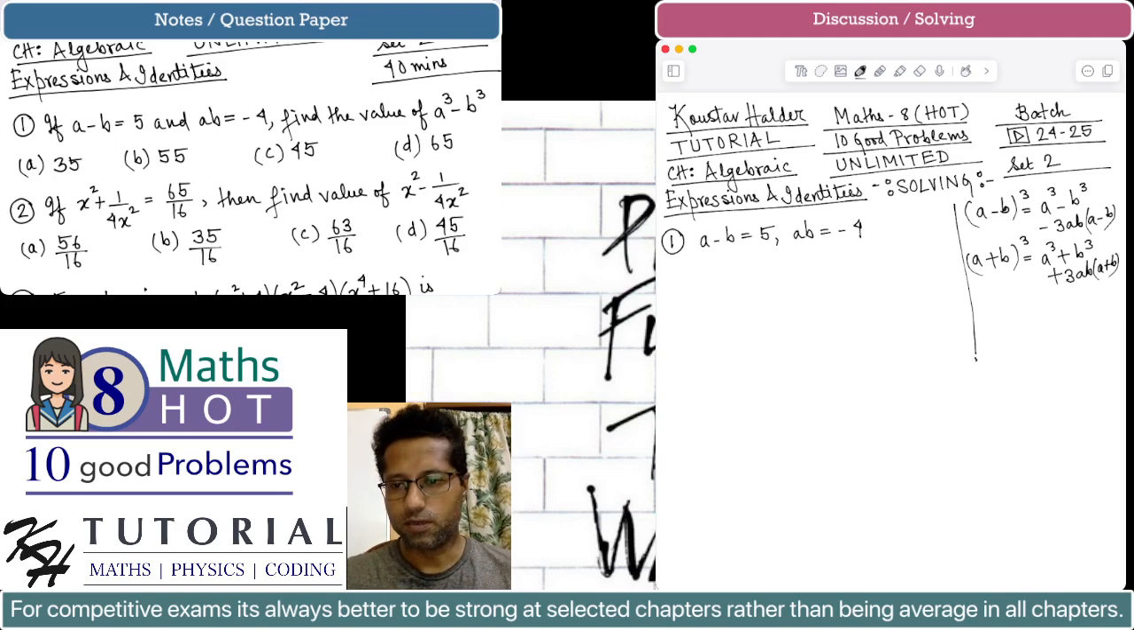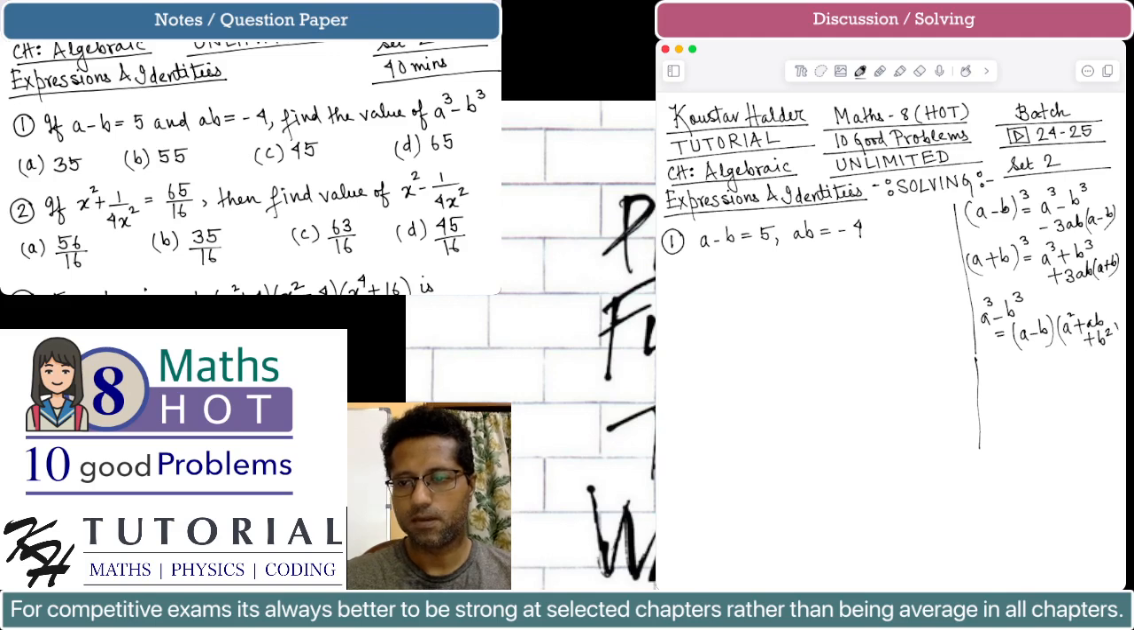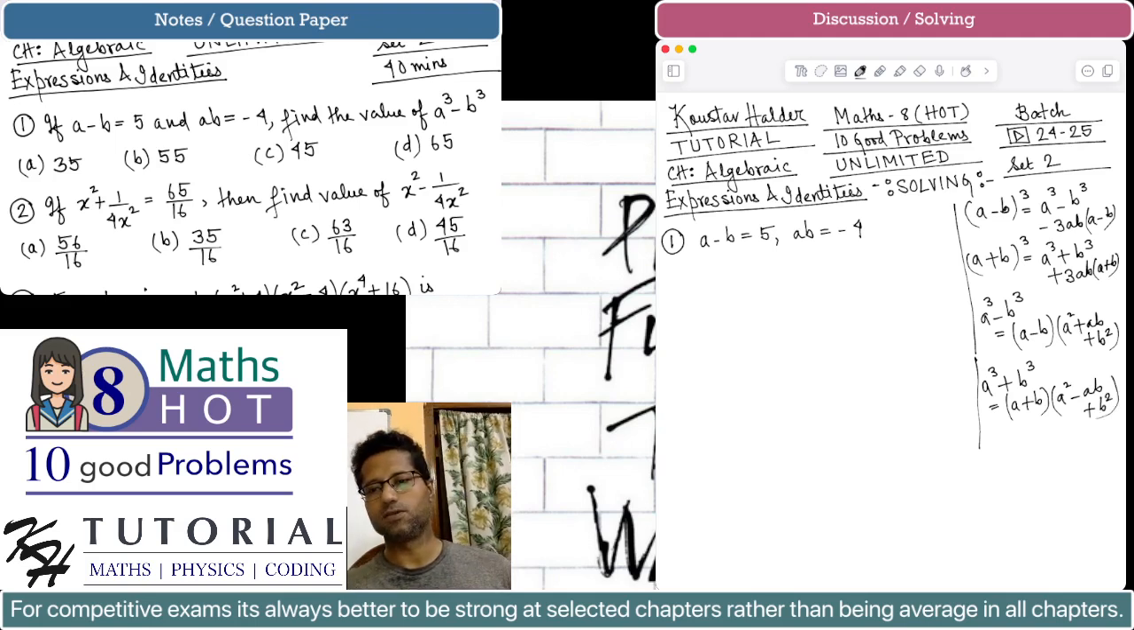And there are two other formulas that are also very useful identities. A cube minus b cube is equal to a minus b multiplied by a square plus ab plus b square, and the next one is a cube plus b cube is equal to a plus b multiplied by a square minus ab plus b square. These formulas or identities you must always remember. Now we have to find the value of a cube minus b cube.